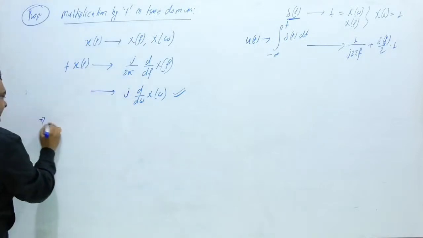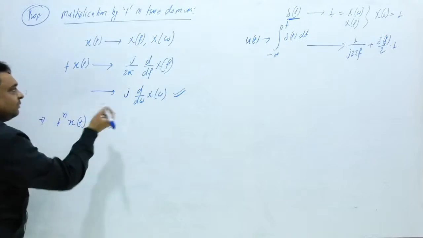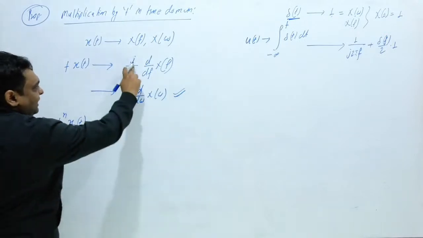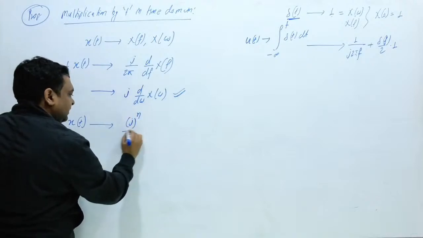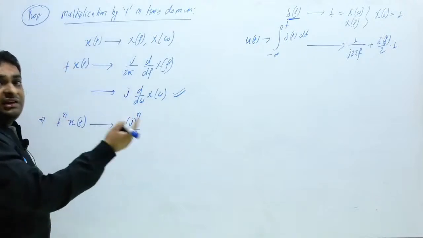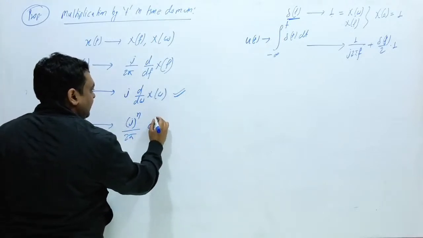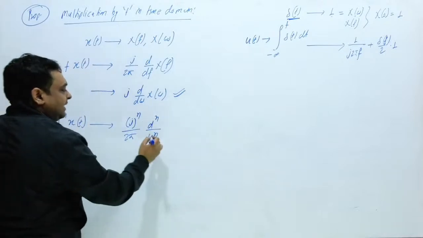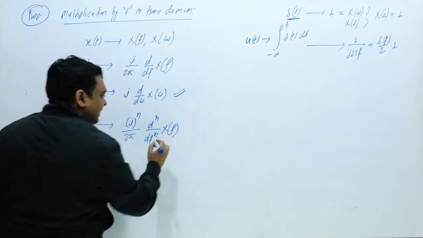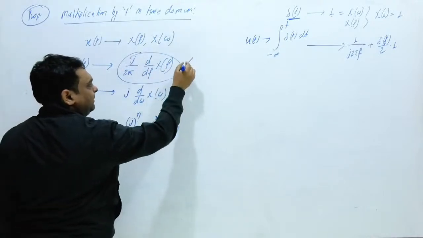Suppose, for example, we have t raised to power n times x(t). What is its Fourier transform? What can I write? This is j raised to power n divided by 2 pi, times the n-th order differentiation d n by d f of X(f), like this.